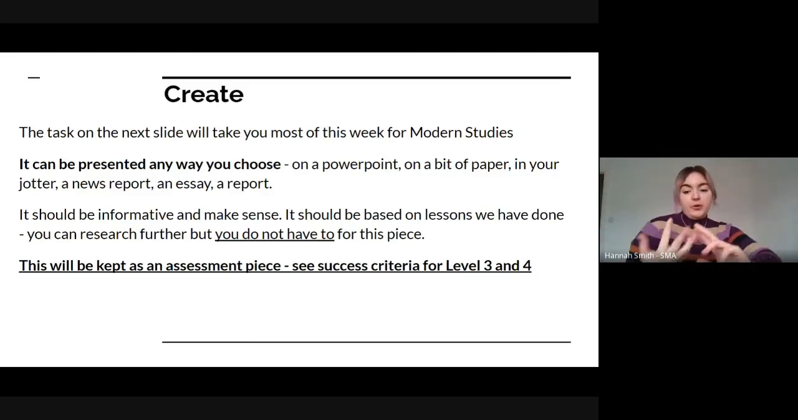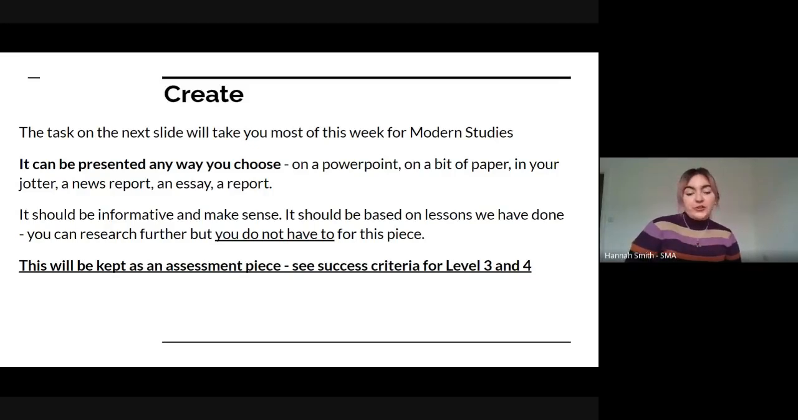You can do it on a PowerPoint, you can do it on paper, you can do a poster, a leaflet. So for a leaflet, you would just fold it in half or fold it into 3. You could do a news report. If you decided to do a news report or you do decide to film something, please don't worry. It will only be the teachers that see it. We're not going to make you do it in front of the class or show it to the whole class.